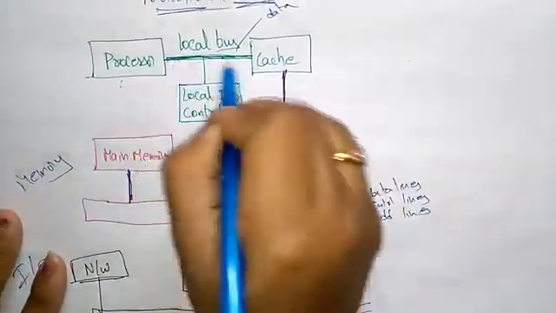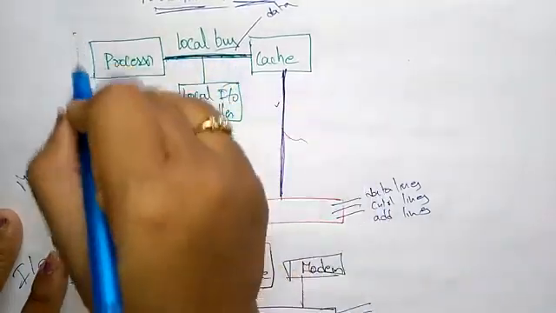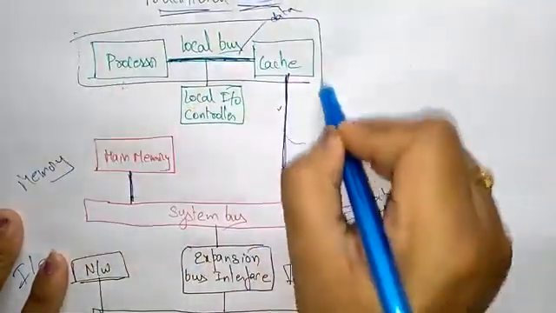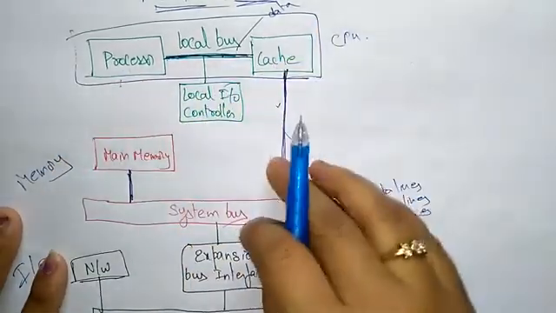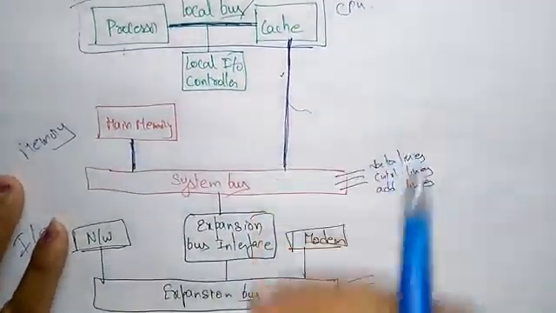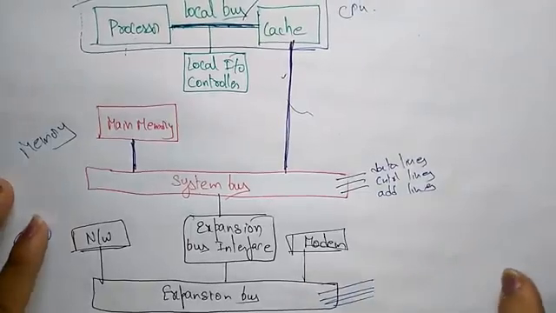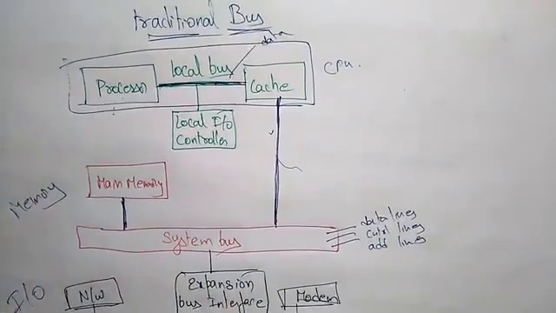So this is completely a CPU, you call it a CPU. Within the processor, a local bus will be there. After that, a system bus will be there. After that, some expansion buses will be there. So this is about the bus architecture. Thank you.